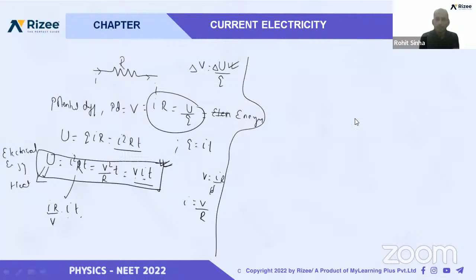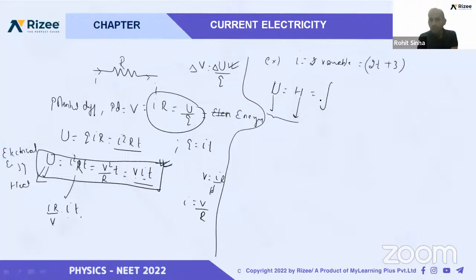Now, how can a question come in your exam? Suppose it is given that the current is variable, like 2t plus 3, and you are asked to find the electrical energy or heat energy dissipated. Electrical energy is always equal to heat energy dissipated, because the electrical energy is wasted in the form of heat. So how will we solve it?